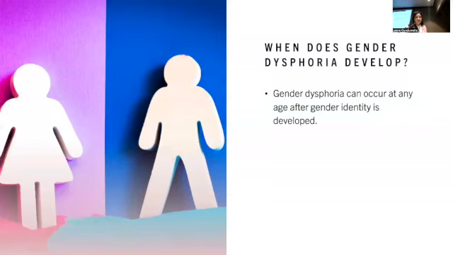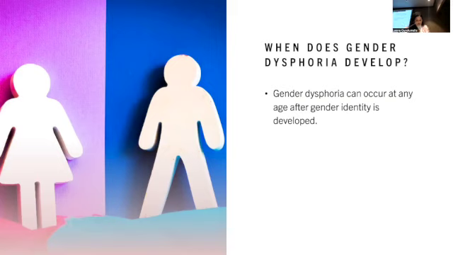So when does gender dysphoria develop? Gender dysphoria can occur at any age after gender identity is developed. Recent findings suggest that gender dysphoria typically manifests in early childhood. Usually it persists untreated for many years before people start transition. For those who present with gender dysphoria later in life, they often report having secretly hidden their gender dysphoric feelings from others when they were younger.